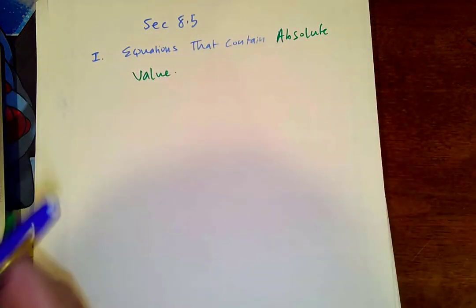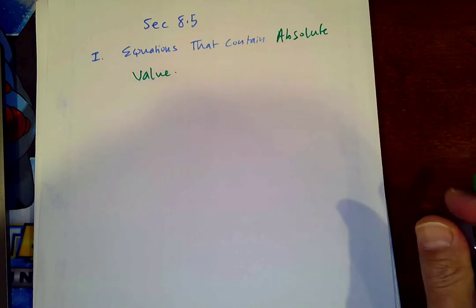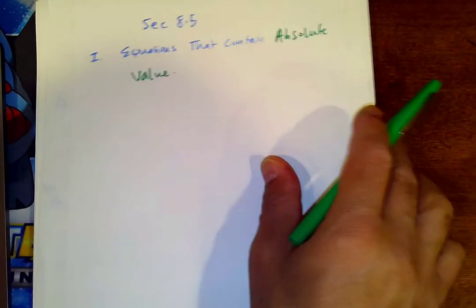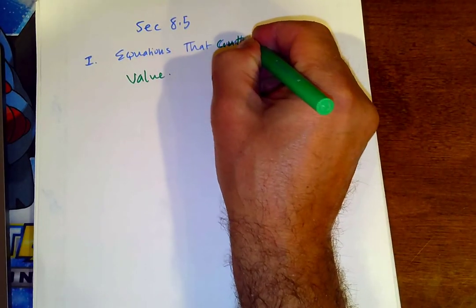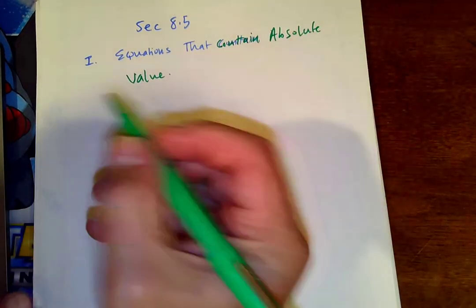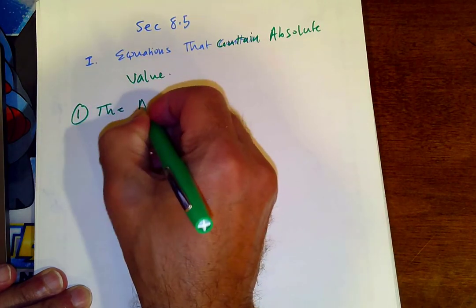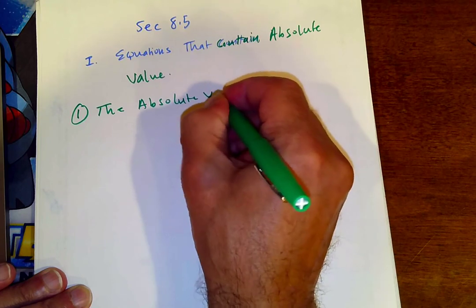So we've done linear equations, linear inequalities, and then functions, linear and nonlinear. Now we're getting to equations and inequalities that contain absolute value. The first part is about equations with absolute value. And just to remind you, the absolute value of a number is its distance from zero on the number line.